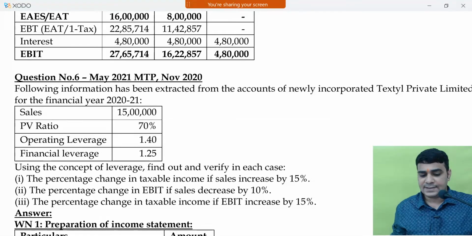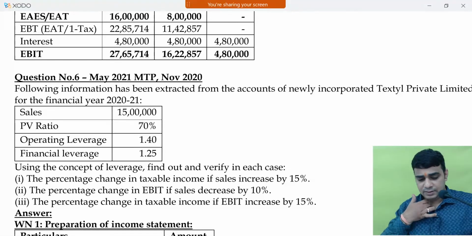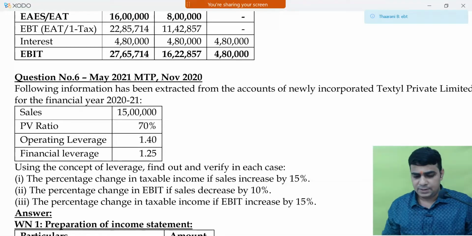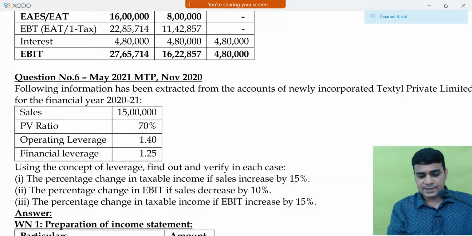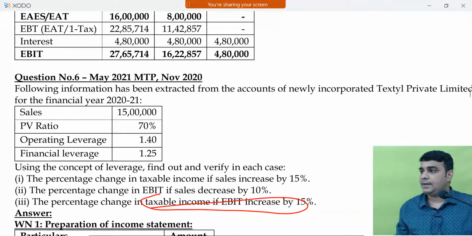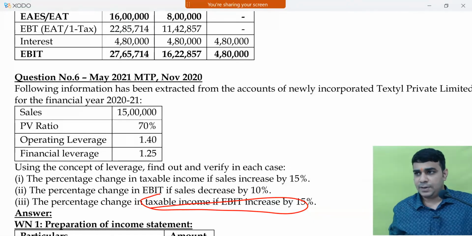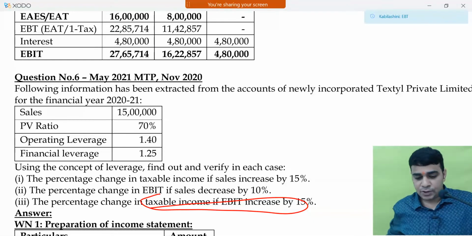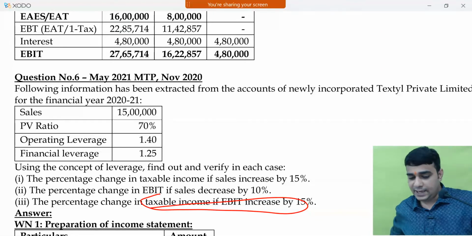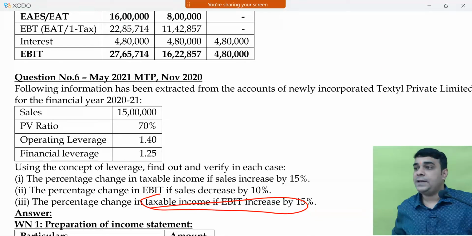What do you mean by taxable income? That's EBT, because look at the last question: percentage change in taxable income if EBIT increased by 15%. It should be earnings before tax. So they want us to find the percentage change in EBT if sales is changing by 15%.